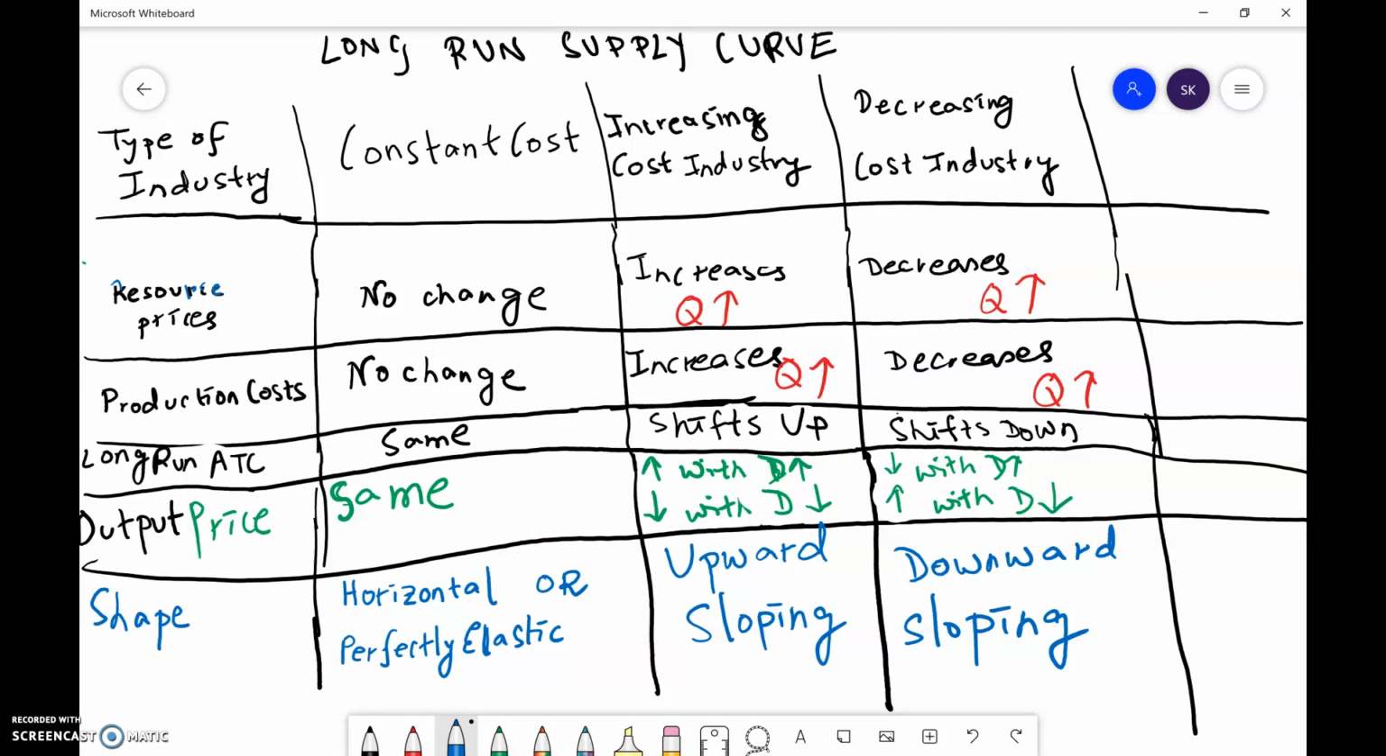When the industry expands or contracts, for a constant cost industry, the input prices are staying the same no matter if the demand increases or decreases. So I'm going to say the input prices are going to stay the same. As a result, the long run average total cost stays the same and the output prices will also be the same, and the shape will be horizontal or perfectly elastic.